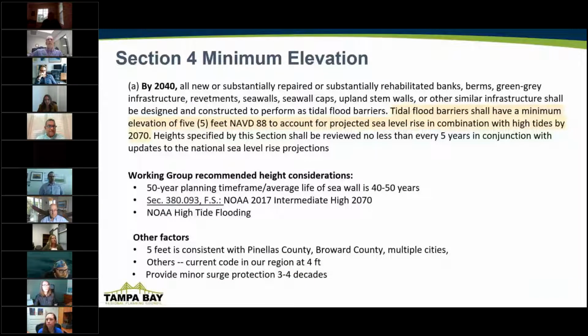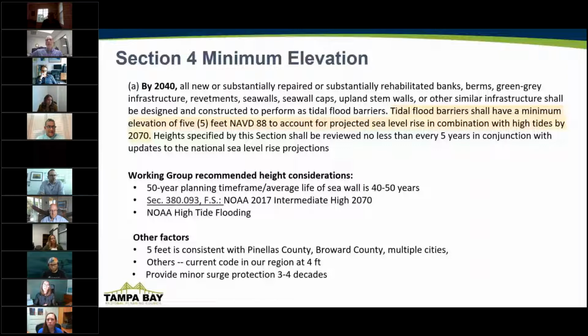So the minimum elevation, there were about 2 years of discussion around this, was to use 5 feet NAVD 88 to account for projected sea level rise in combination with high tides. And we know the NOAA curves and scenarios will be updated by the Flood Hub, and so we put in a clause that says every 5 years.